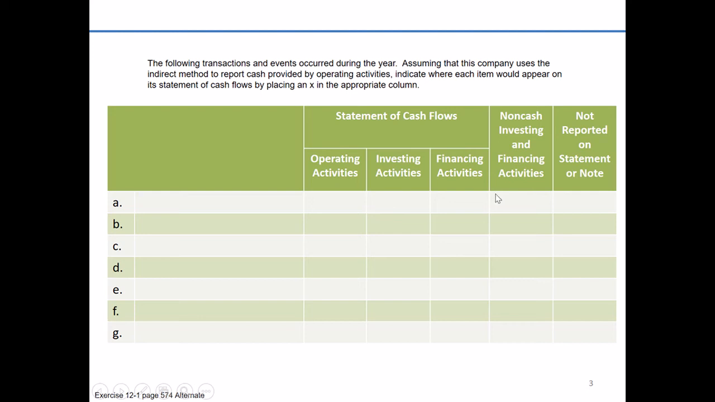Perhaps they don't appear directly on our statement of cash flow, but in a separate schedule or in a note related to non-cash investing and financing activities. Or last and not least, maybe they don't appear on the statement of cash flow and don't even impact a note. So we're asked to indicate which column or columns it fits within with an X.